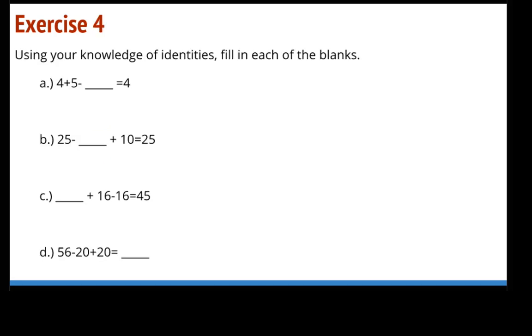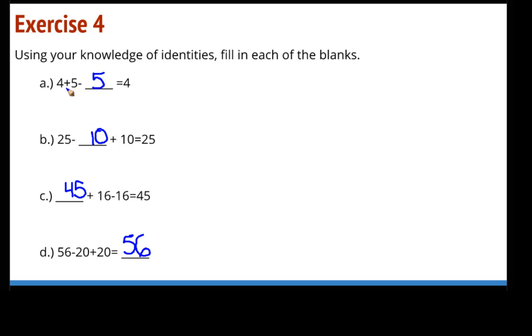So take a moment and, in your workbook, using your knowledge of identity, fill in these blanks. What are the missing numbers? Well, I had 5 and I ended with 4, so I must have subtracted off the 5 that I added. Here we subtracted 10 and added 10. This must have been 45. And this must be 56.